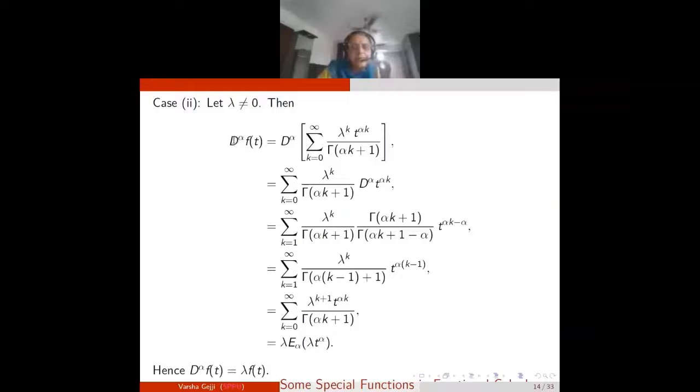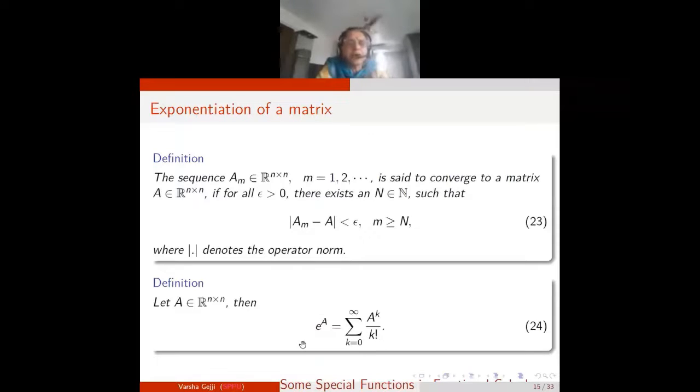And then if you apply D^alpha to f(t), what you get by this rearrangement of terms, given here, is lambda E_alpha(lambda t^alpha). So in a nutshell, if I take D^alpha of f(t), lambda comes out and you again get f(t), something like an eigenvalue problem. So you can see it's a beautiful thing that comes up.